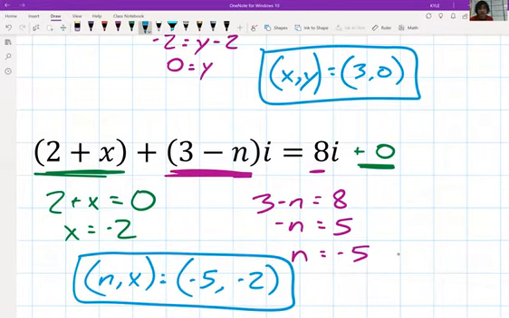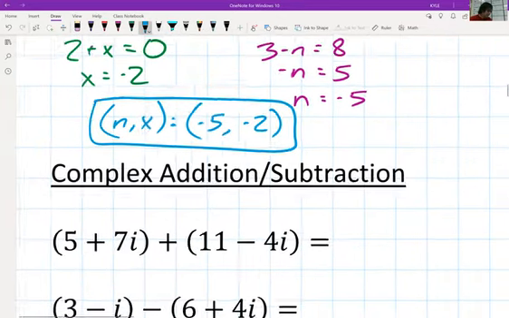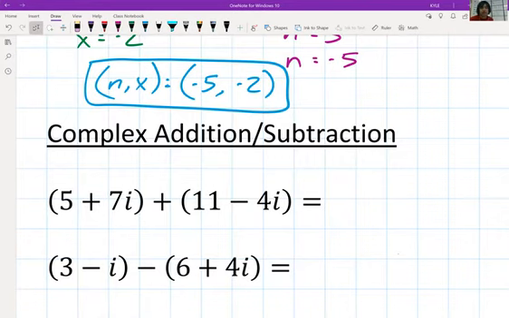So this is how we tell and can find complex numbers that are equal. The real part has to match, the imaginary part has to match. Okay. What about addition and subtraction? Complex addition and subtraction, not a big deal at all. You can think of it just as combining like terms. We're just going to combine the real parts and combine the imaginary parts.